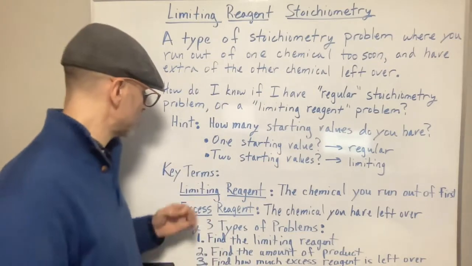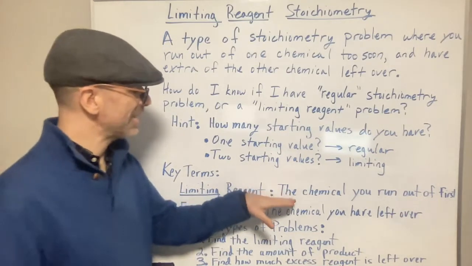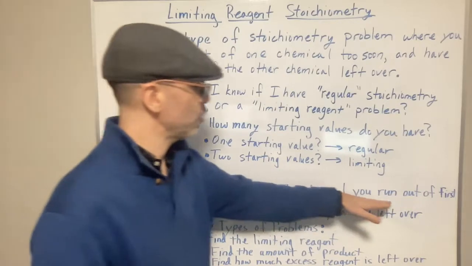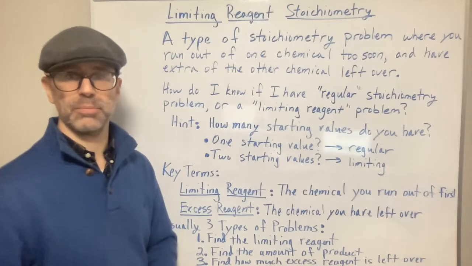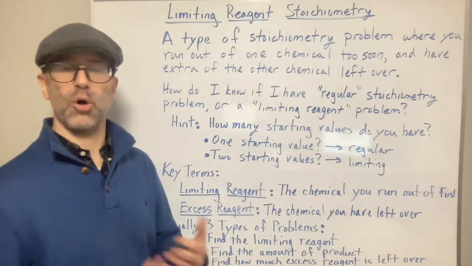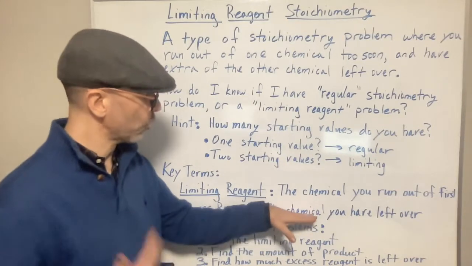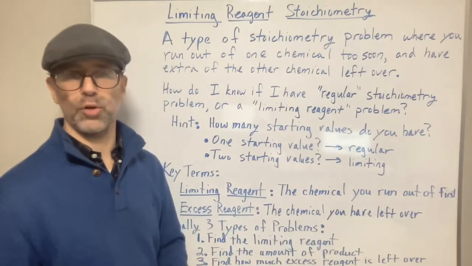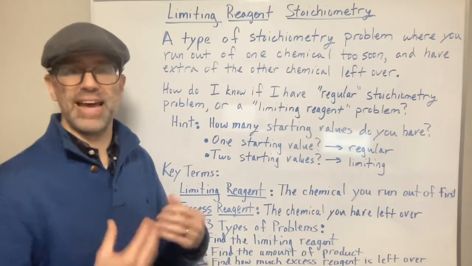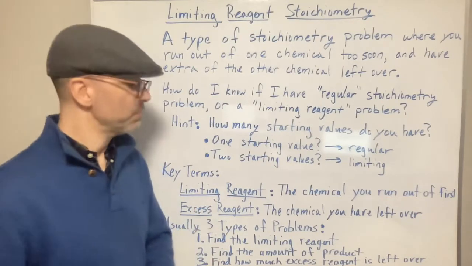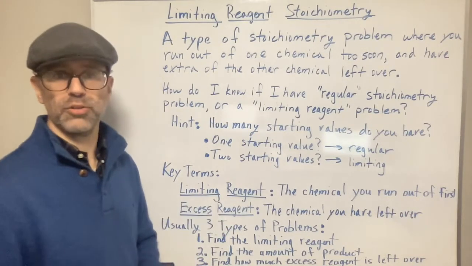So let's talk about key terms here. The limiting reagent, if you haven't figured it out yet, is the chemical or the reactant that you run out of first. It's the first one to go. It's the one that's limiting the reaction because when it disappears, the reaction stops and no more product is formed. The excess reagent is the chemical or the reactant that you have left over. That one is going to be the one that has an extra or excess amount left over. So if one of them is the limiting reagent, then the other one or other ones must be the ones that are in excess.